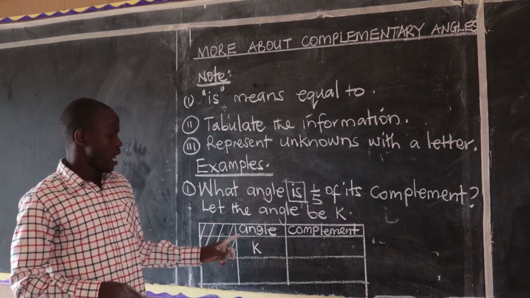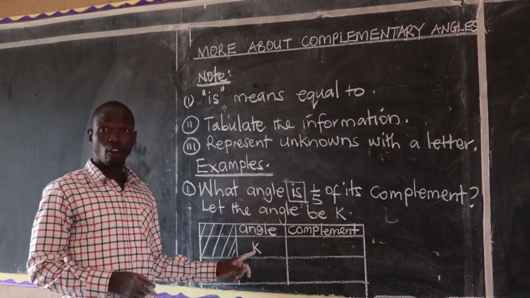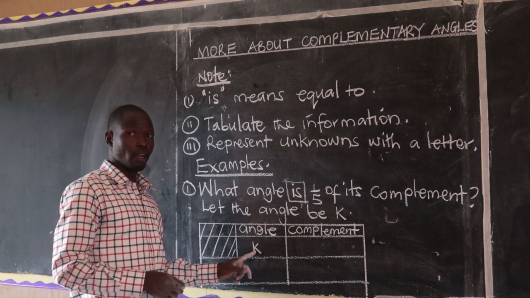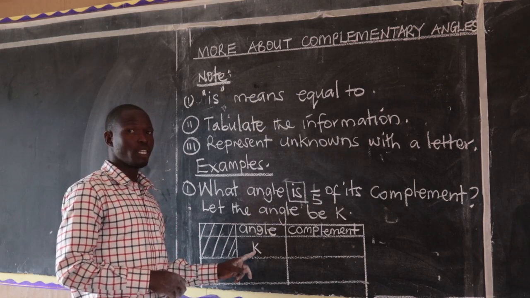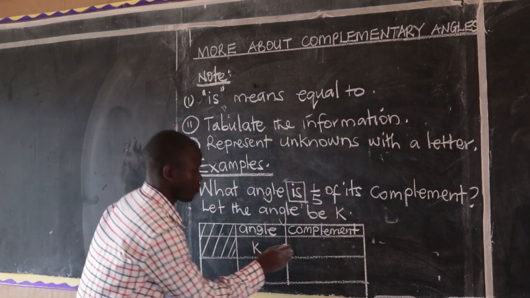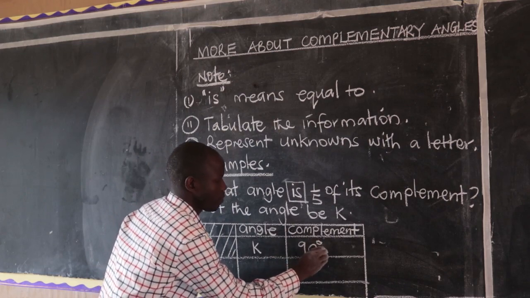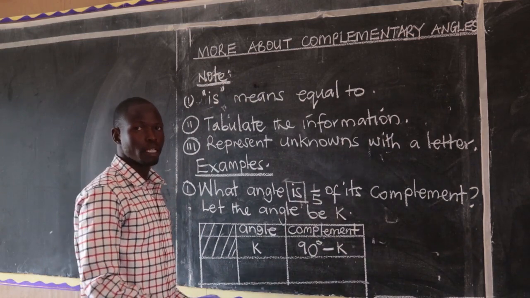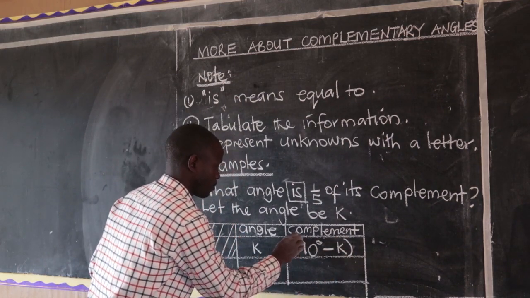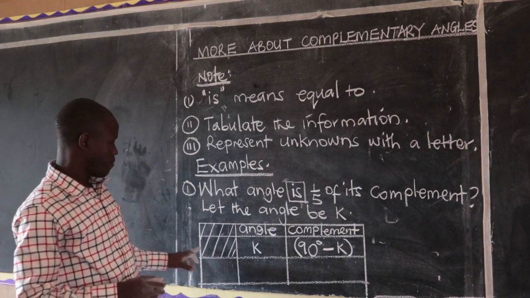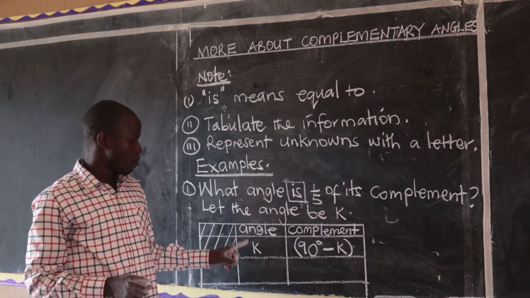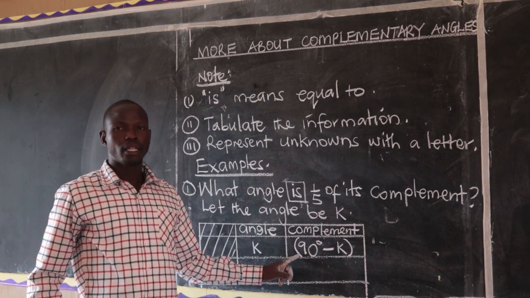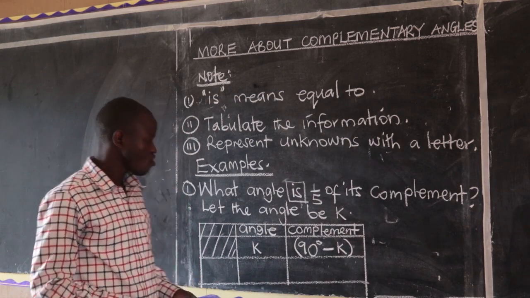Now, if the angle is K, then the complement of this angle called K will be the sum of complementary angles minus the given angle, which in this case will be K. So you will have 90 degrees minus K. And this being an expression, it's important that we put it into brackets. So at this level, we have our angle being K, and the complement of that angle K is, in brackets, 90 degrees minus K.